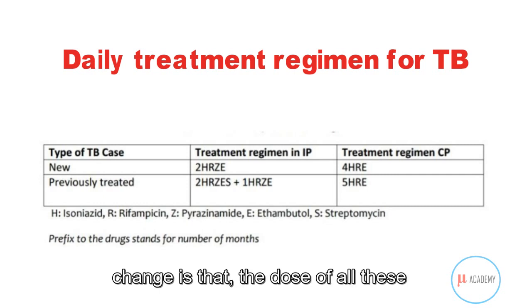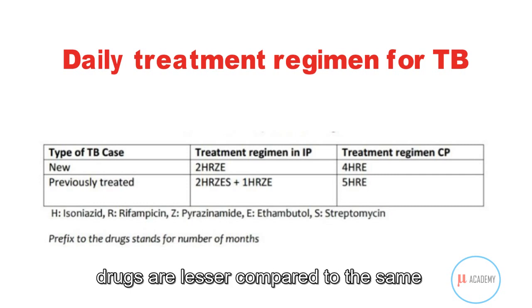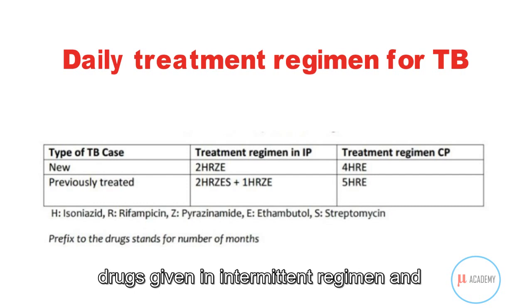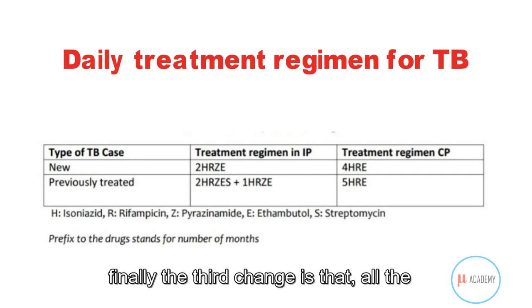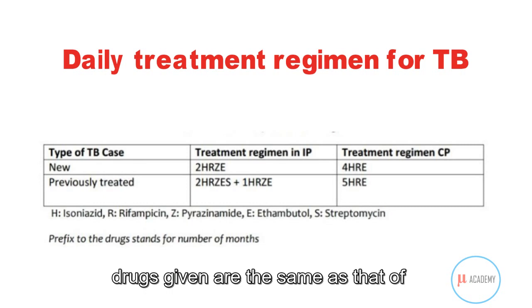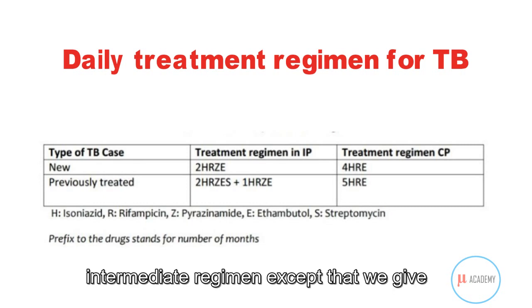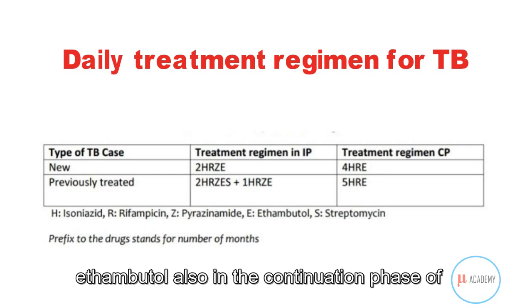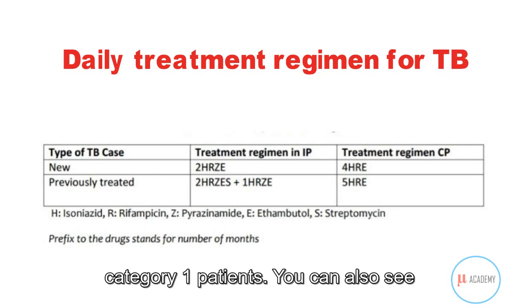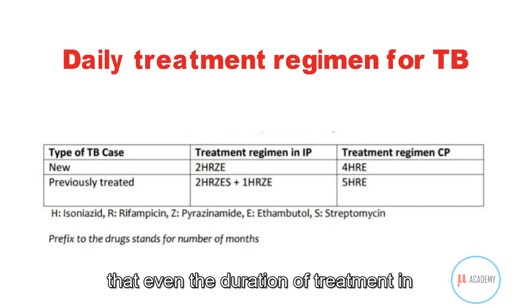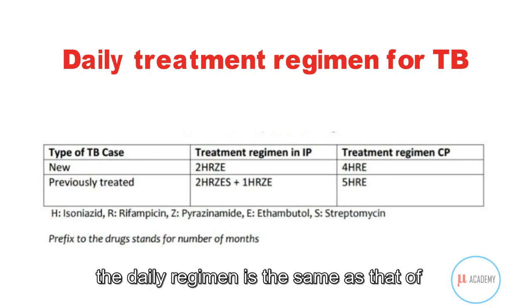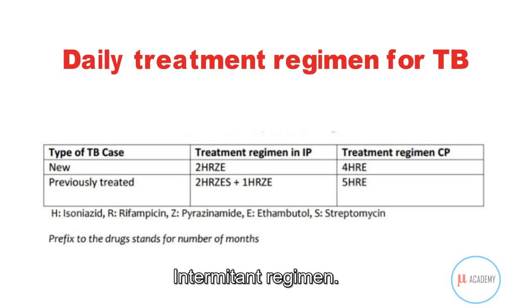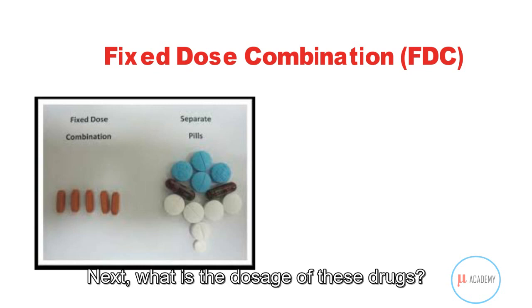Second change is that the dose of all these drugs is lesser compared to the same drugs given in the intermittent regimen. And finally the third change is that all the drugs given are the same as that of the intermittent regimen, except we give ethambutol also in the continuation phase of category 1 patients. You can also see that even the duration of treatment in the daily regimen is the same as that of the intermittent regimen. Next, what is the dosage of these drugs?